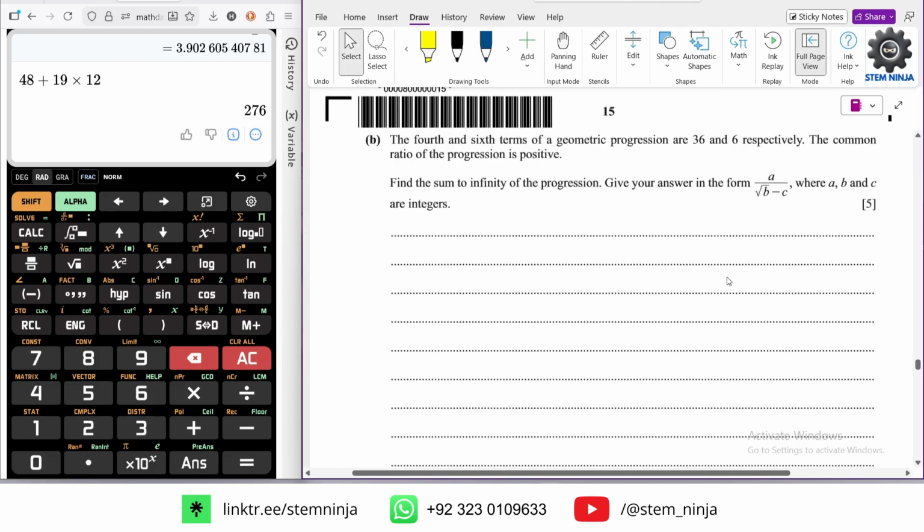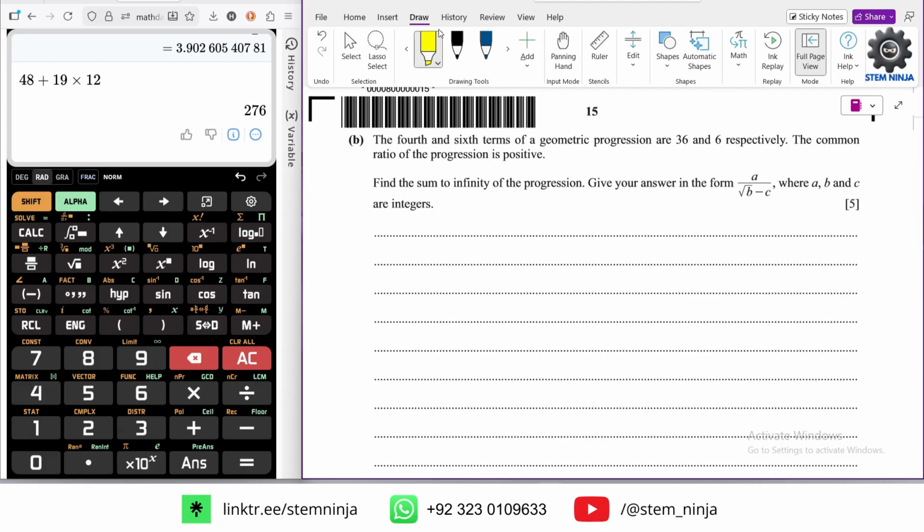Okay. The fourth and the sixth terms of a geometric progression are 36 and 6. The common ratio of the progression is positive, but since the values are decreasing, it's less than 1. Find the sum to infinity of the progression. Give your answer in the form required. Okay. So the fourth term is ar cubed, 36, and the sixth is ar to the power 5, which is 6.